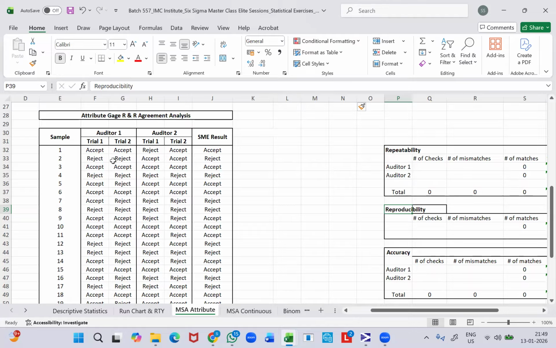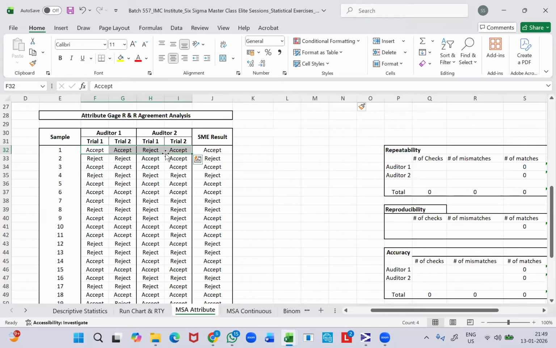So here in this case, we have only a couple of auditors. So both the auditors put together, we will have four trials. Trial 1 and trial 2 for auditor 1. Similarly, trial 1 and trial 2 for auditor 2 for a particular sample. So all the four trial results provided by both the auditors should actually match. Then only we will call that as reproducibility match percentage. So that will be considered for the reproducibility match percentage.